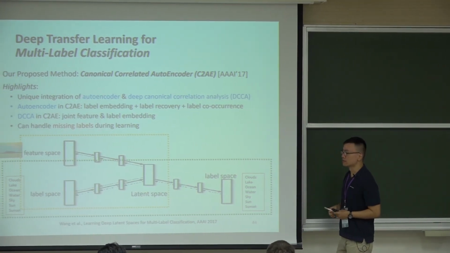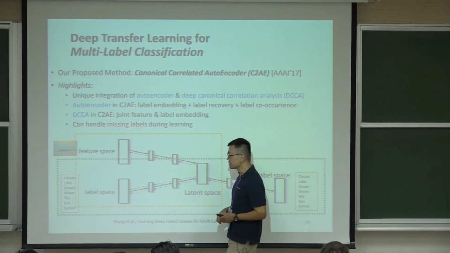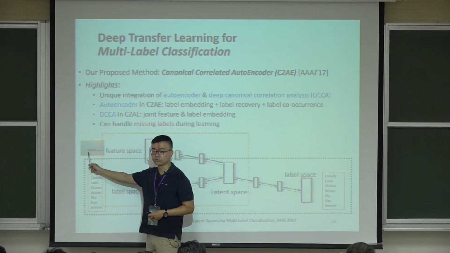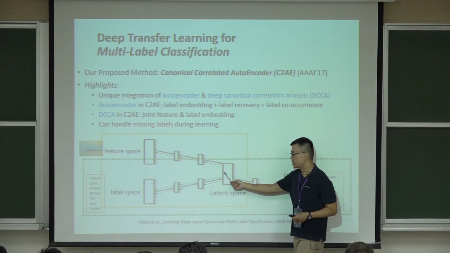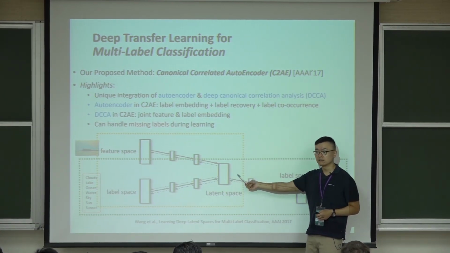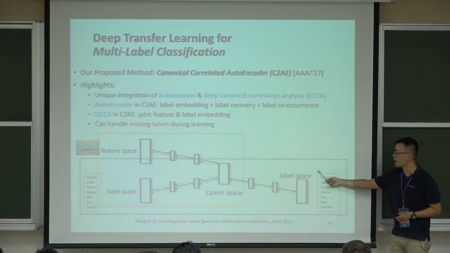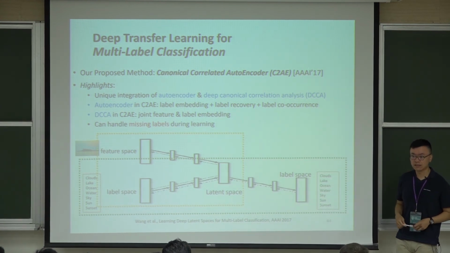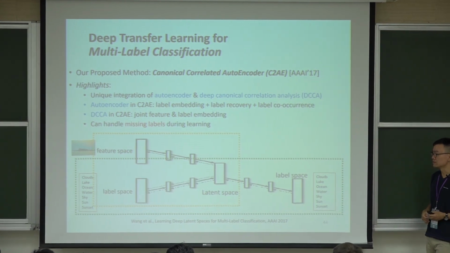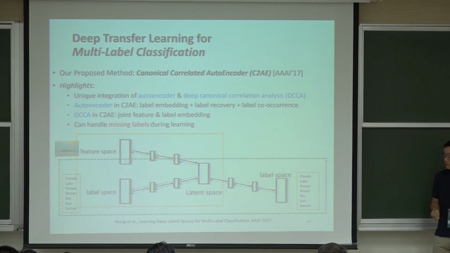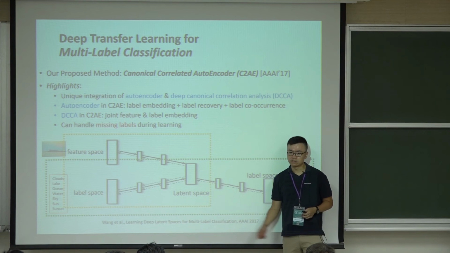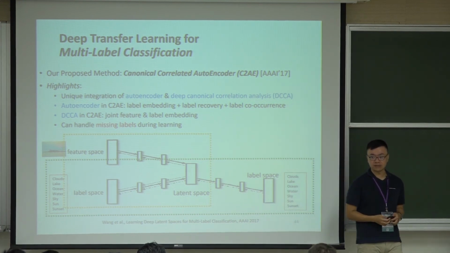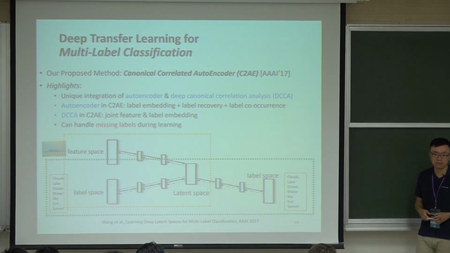Once the training is complete, what about testing? In testing, we just throw in our test image, right? Then it goes through this feature extraction layer, reaches the latent space, then goes through the data reconstruction, and outputs the multi-label at once. So again, this is, I think, a unique integration of two deep models which allows us to train and to address the problem of multi-label classification.